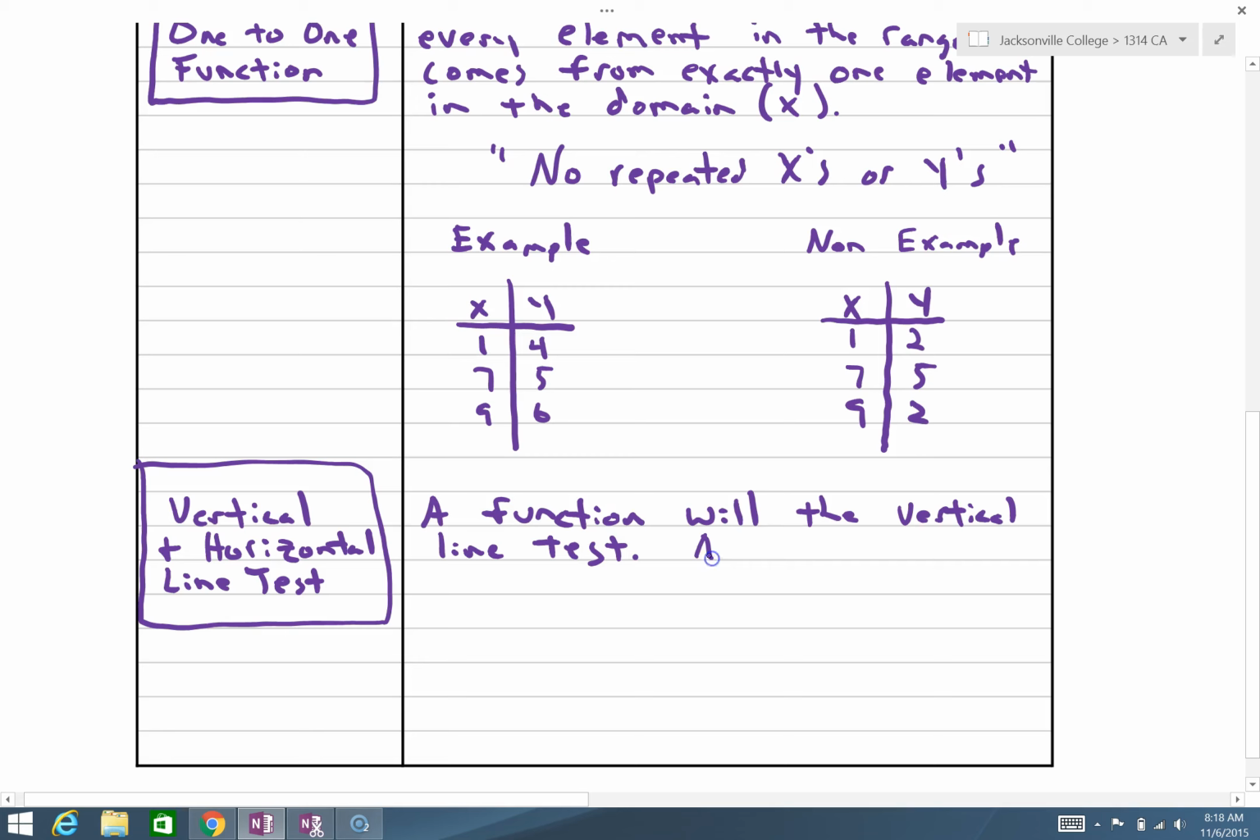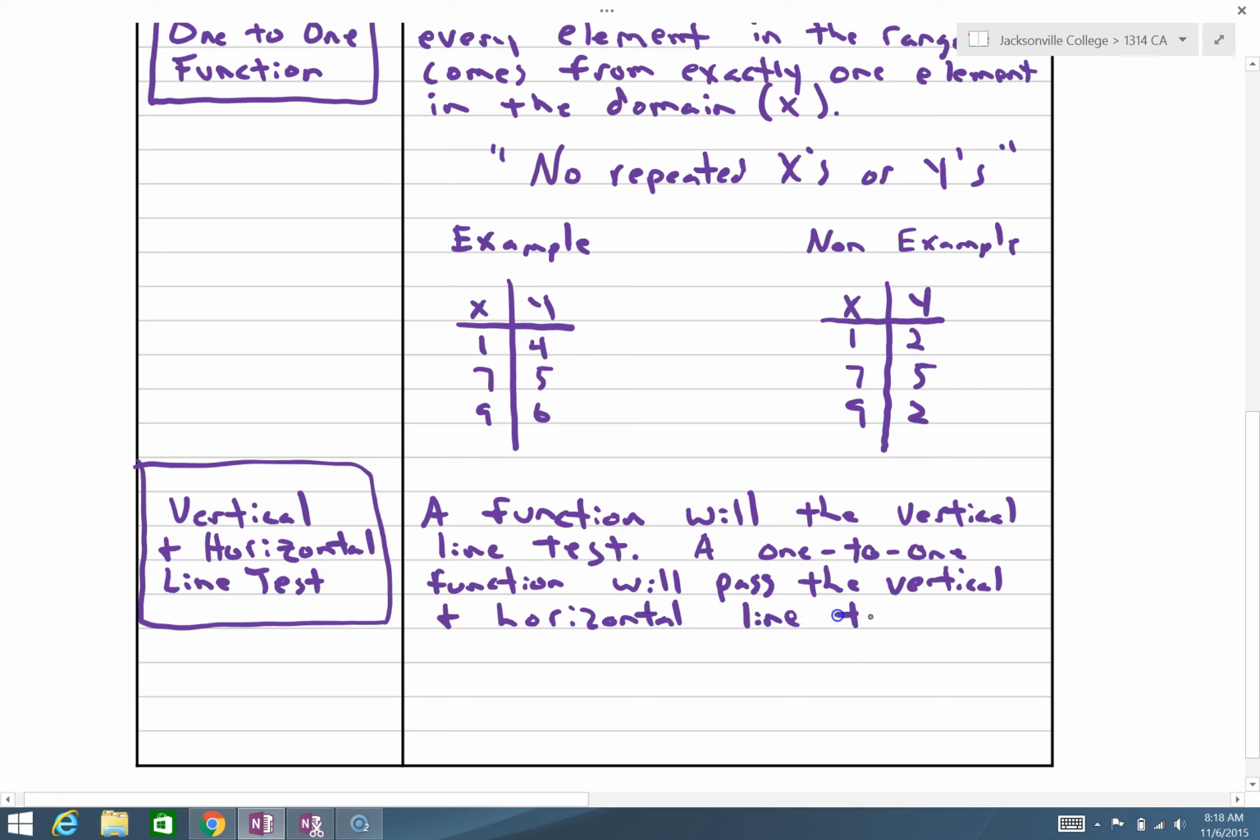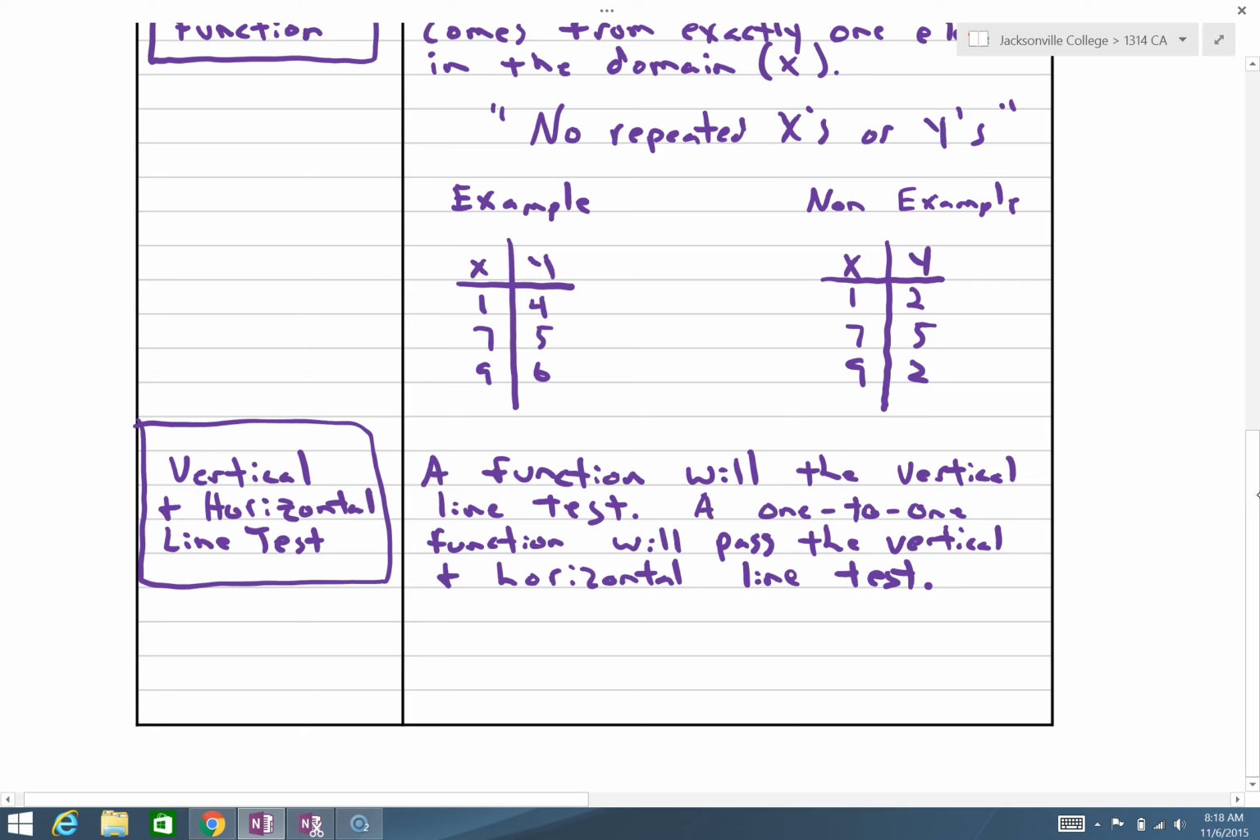Now, a one-to-one function will pass the vertical and horizontal line test. All right, quick example.